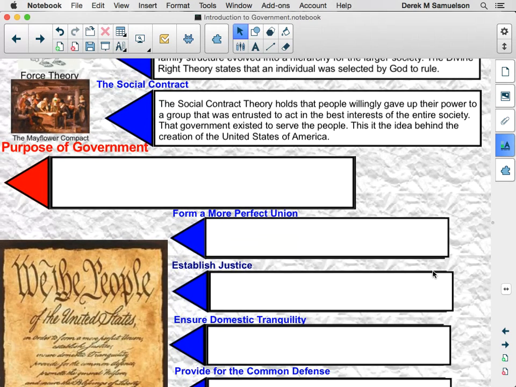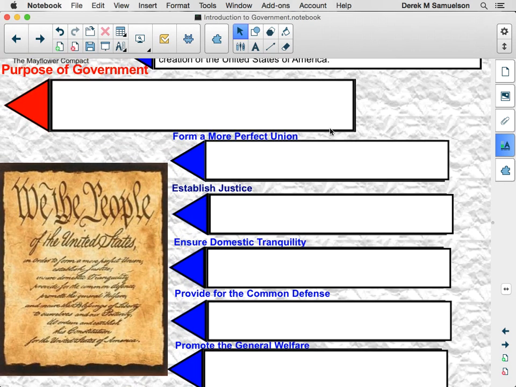All right, the purpose of government. Why do we do this?